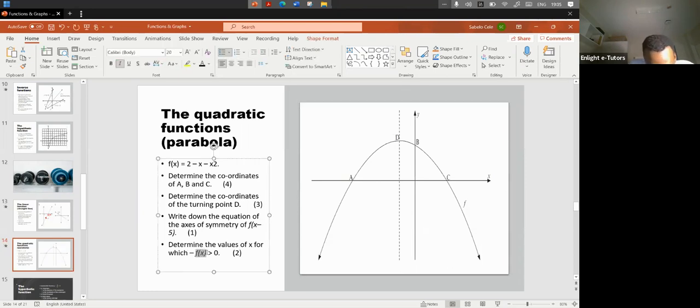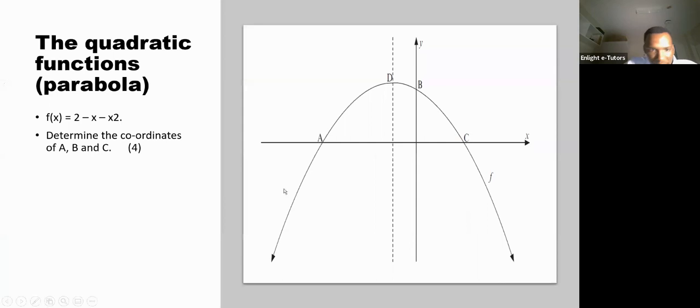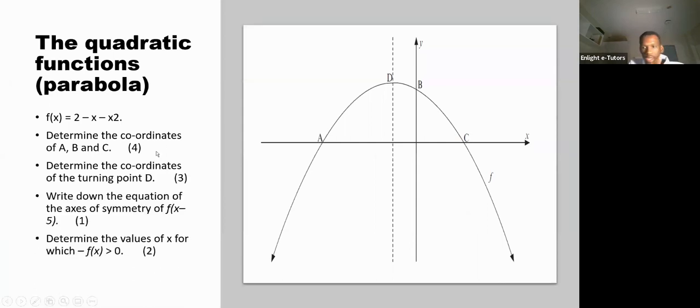You understand? You must read this carefully. Which negative f(x) is less than... Okay, let me just put it in the corner so that we can do it. Look at this. Now, you see here, they are smart in a way. They want you to be smart, you understand? They say negative f(x) is greater than 0. They are not talking about this graph. This is f(x), but negative f(x), which means we multiply everything by negative.